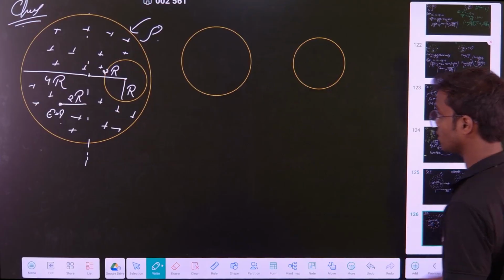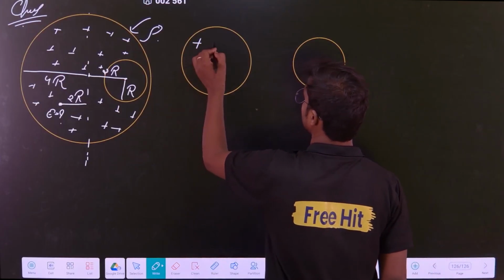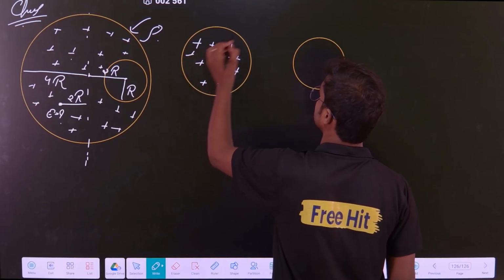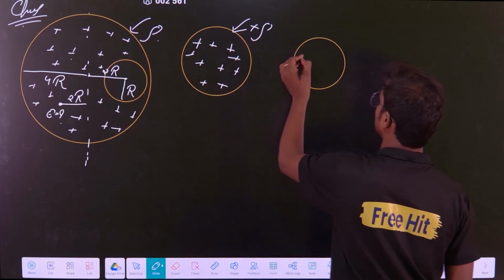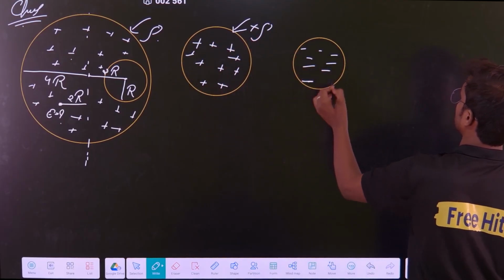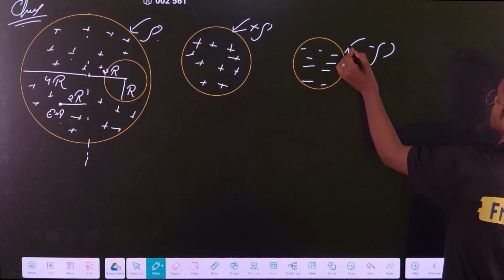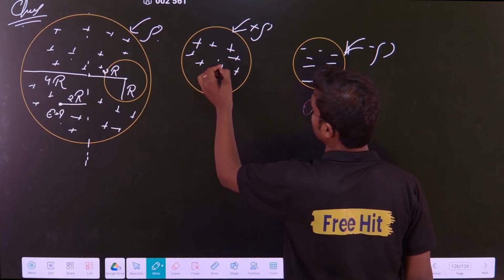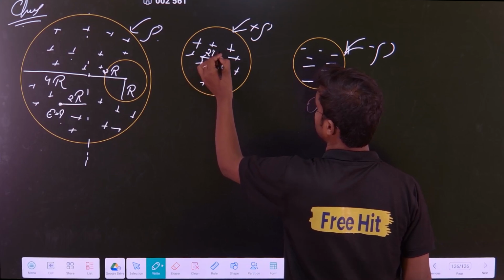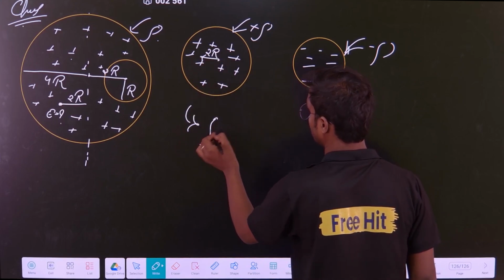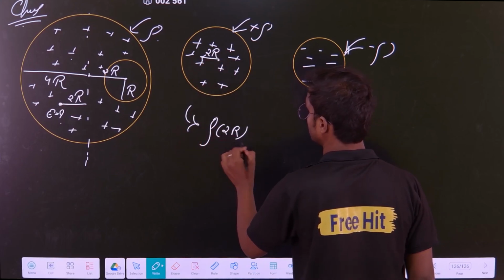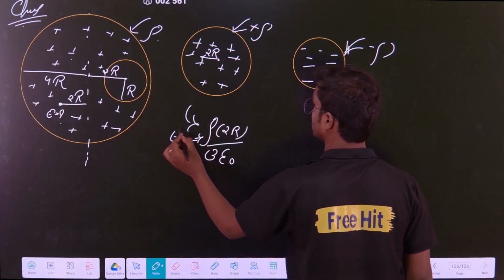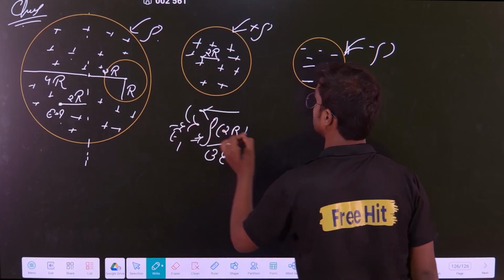Similarly here also, if you do it, it will be my plus q. I am not writing completely. Obviously this will be plus q and this will be plus rho. Similarly we have minus here like that, and it will be minus rho, correct? Then if you calculate the electric field at this point from the center to r, what value will you get? It will be rho 2r by 3 epsilon naught. This is my electric field E1. Okay, what is the direction here?